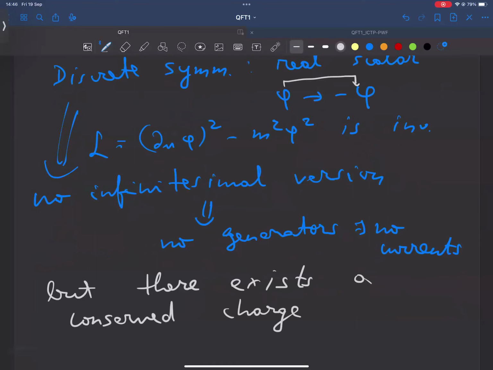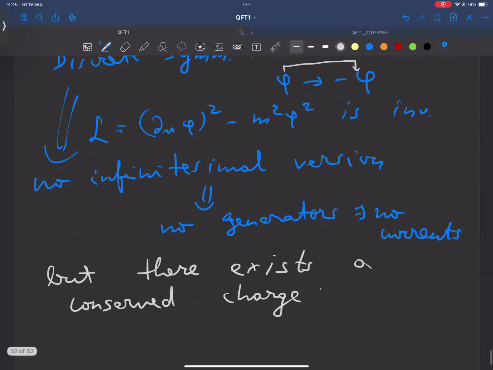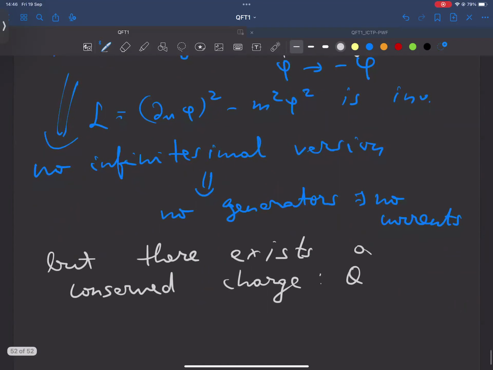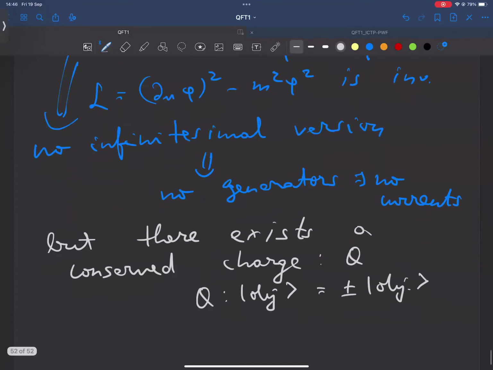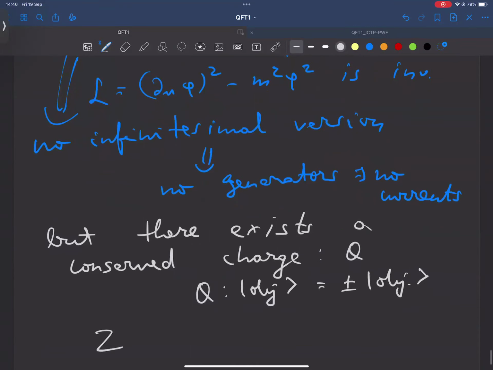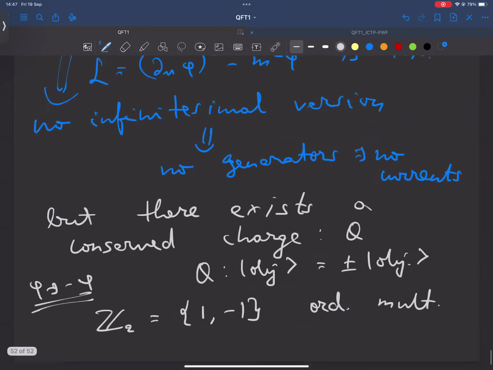So this means that, for instance, in this case, if let's say this charge is denoted as Q, then if you act on some objects with it, you will get either plus or minus the objects. And the reason is, note that I had said that this symmetry, phi goes to minus phi, is called a Z2 symmetry, which just has two elements with ordinary multiplication among them.